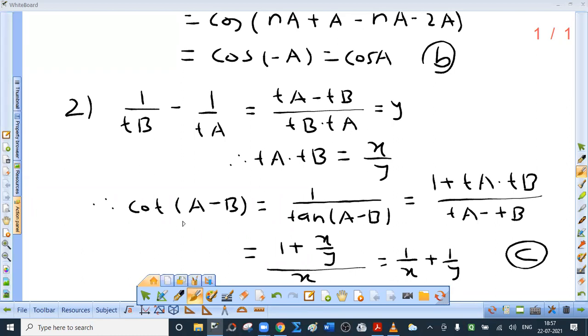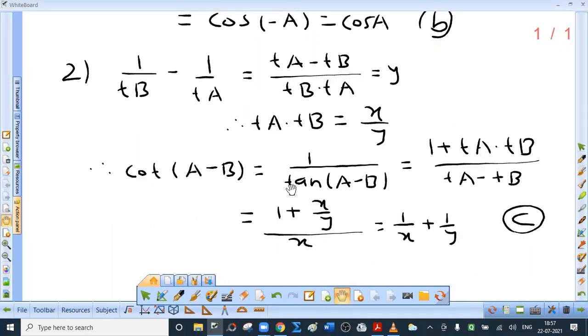Okay. Now, what is asked? Cot of A minus B. Cot is 1 upon tan. What is tan of A minus B? Tan A minus tan B upon 1 plus tan A tan B. So this goes to the numerator: 1 plus tan A tan B upon tan A minus tan B. Substitute tan A tan B as x upon y. 1 plus x upon y, upon x. Split the numerator: 1 upon x plus 1 upon y. This is nothing but option C. C is the answer.